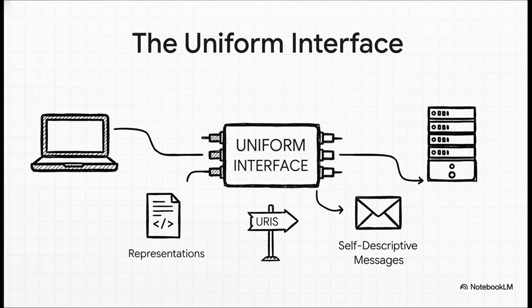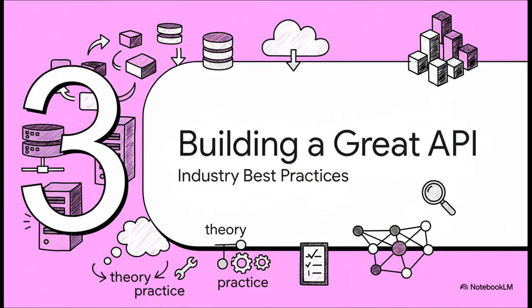This uniform contract is what separates the client from the server, letting them both evolve independently without breaking each other. It's brilliant. All right, that's enough theory for now. Let's get practical. How do you actually design a clean, intuitive, and professional REST API?